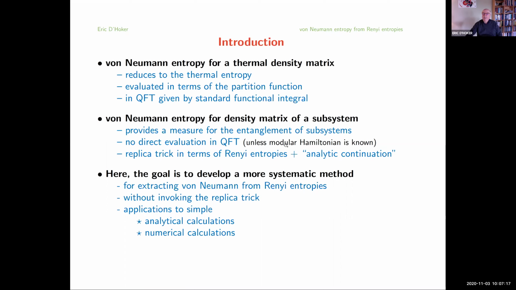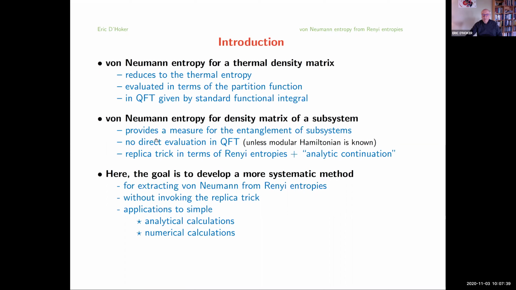The one exception is when there is a modular Hamiltonian known. Then, of course, you can essentially use the same methods as in the thermal case. And this was done extensively about, I don't know, 8 years ago or something by Casini and Huerta. But that's a very special case.